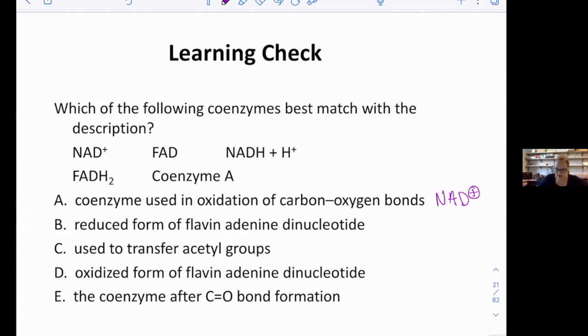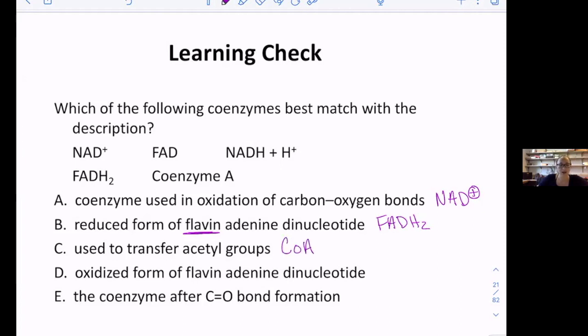Okay, then we have B, the reduced form of flavin adenine dinucleotide. So flavin adenine dinucleotide, we see that flavin, that's the important part. That's the FAD, but it's going to be the reduced form. So we're going to have hydrogen attached. So that would be FADH2 with our 2 hydrogens in their reduced form. C, used to transfer acetyl groups. We just talked about that one. That one is CoA, coenzyme A.